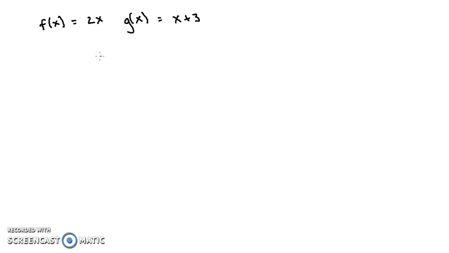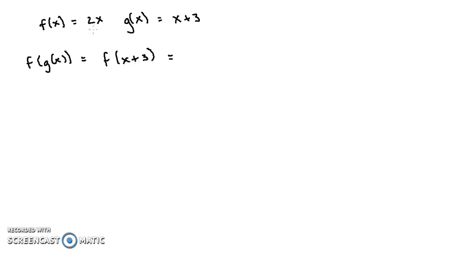Okay, let's try one more example. Let's say we have f of x is 2x and g of x is x plus 3, and we want to do f of g of x. Okay, so that means we're trying to find f of g of x, which is the same as x plus 3, so we can put that right here. So f of x plus 3. So that means that we're going to put that into f. So x plus 3 is going to go into f.